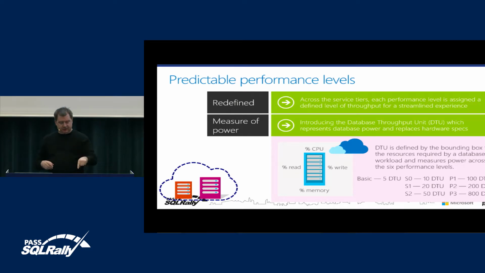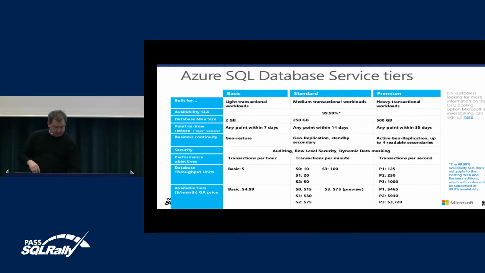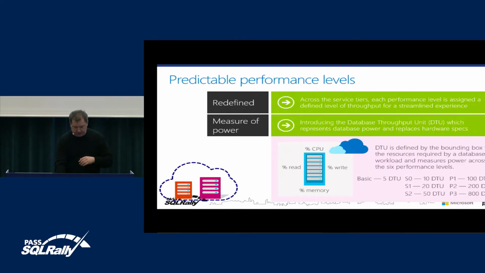But this predictable performance says, based on the service tiers, I know I'm going to get predictable performance because I know I've got dedicated memory, CPU, just like I do on-prem, dedicated memory, CPU and I/O to that database, right? And we'll actually see that in a demo here real quick, okay? Yes?